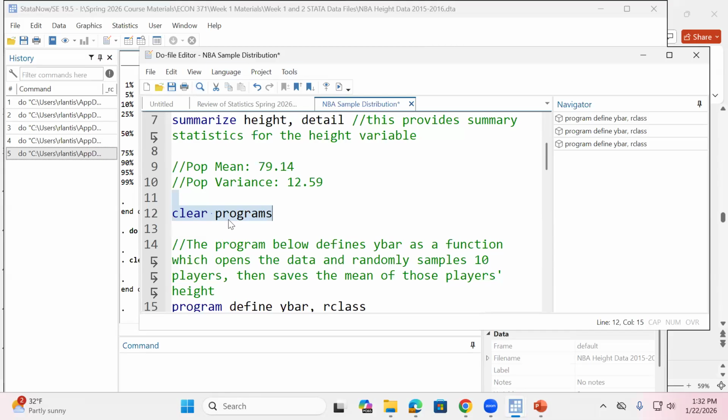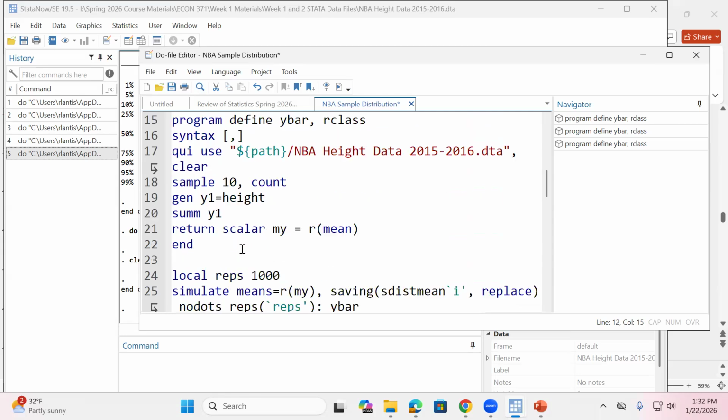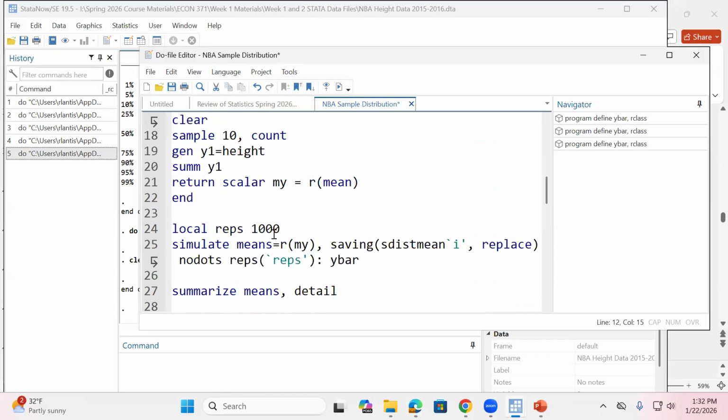Okay. So I have this program, and what it does is it opens up that original population data. It randomly samples 10 players. It then calculates the sample mean of that height, right, and saves it. It's then going to go through this, and I've got it set to do that 1,000 different times. So I'm going to have 1,000 different samples and calculate the mean from each one of them.